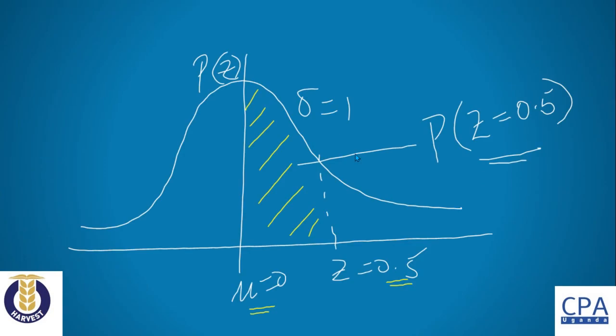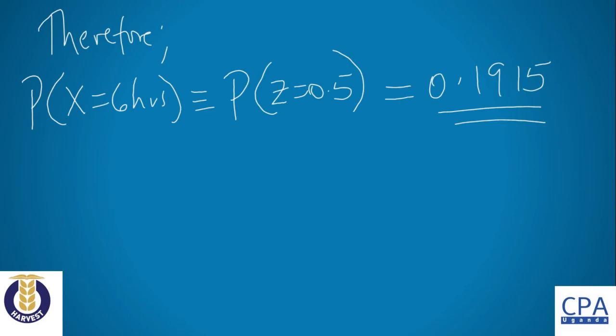So when you achieve that, the next thing is to sketch. You sketch to identify the area of the required probability. Compare this shading with the shading on the graph, the shading on the table, and then depending on the nature of the shading, you read off the required probability.